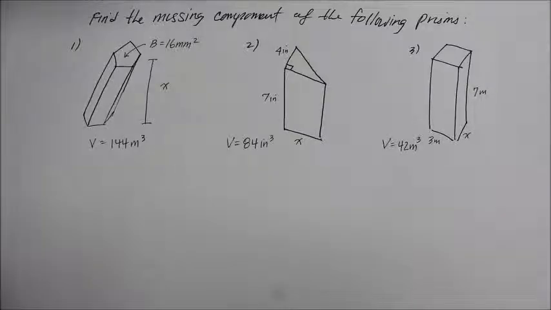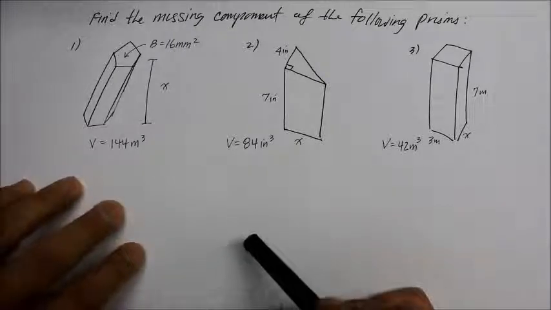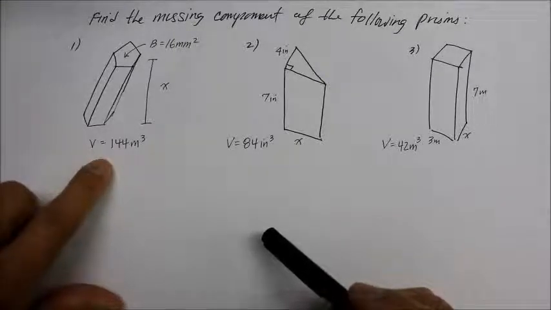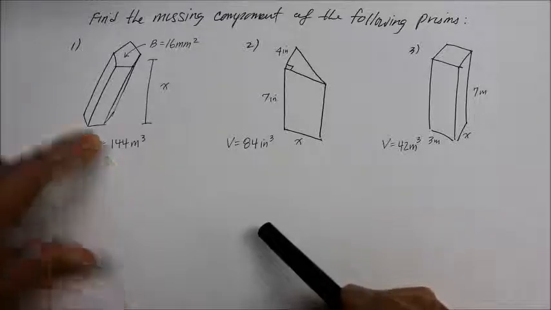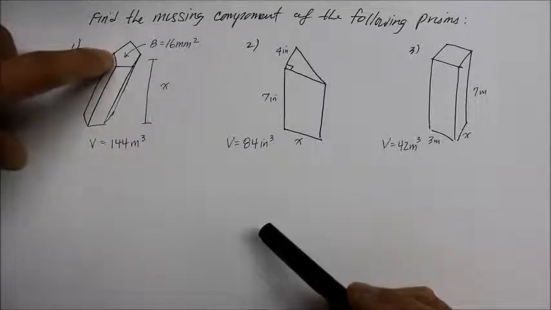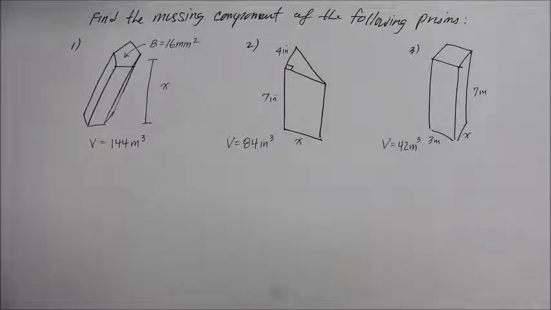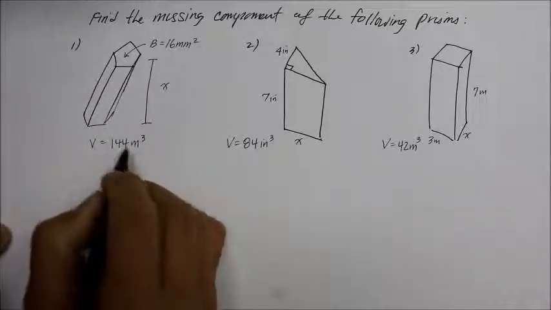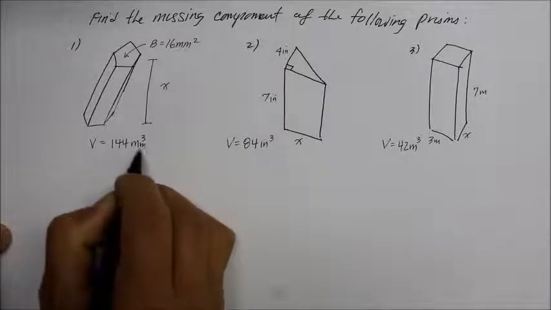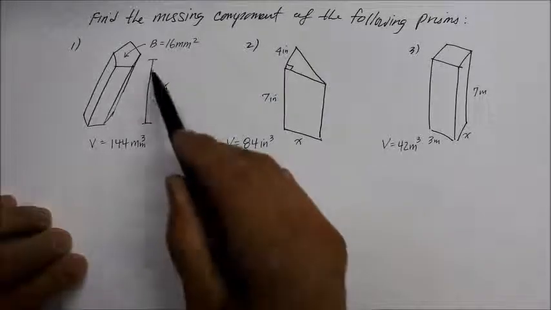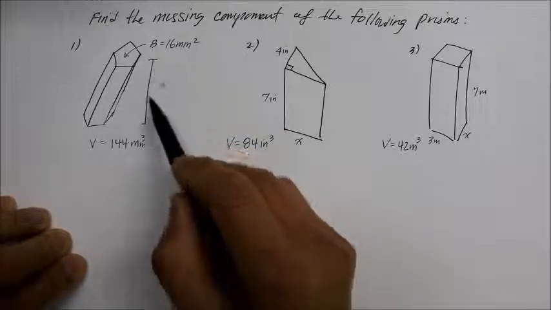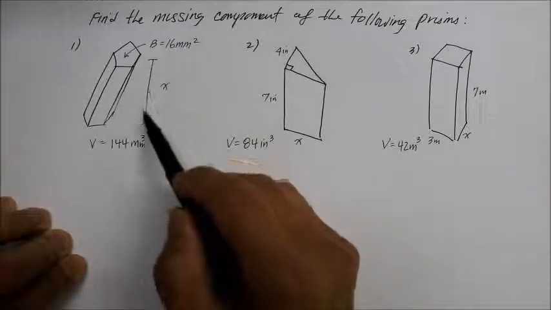Hi! This instructional video is an extension to finding the volume of prisms. On this one, however, we're going backwards. What's given, for example, in number 1 is the actual volume, and also the area of the base. The base is 16 millimeters squared, and the total volume is 144 millimeters cubed. What they're looking for is the x, the height on this prism.